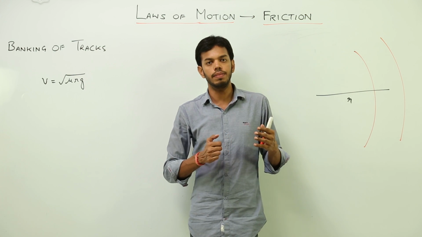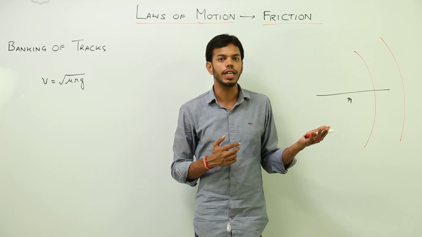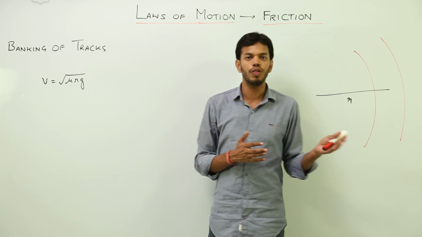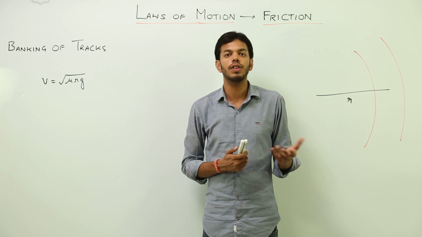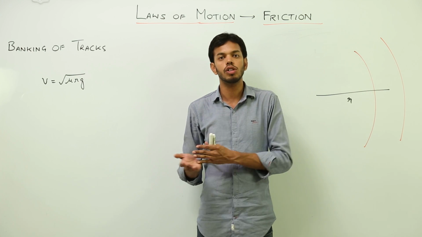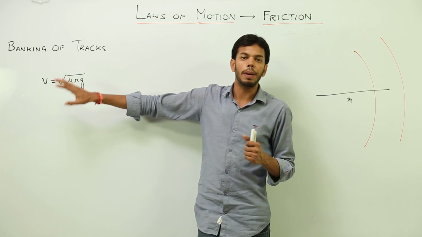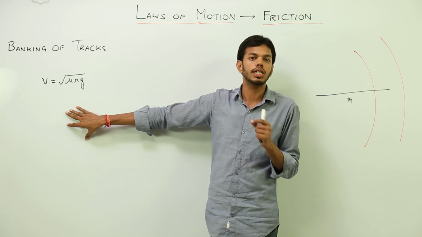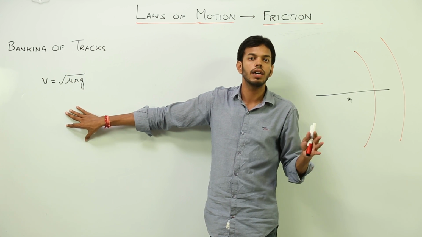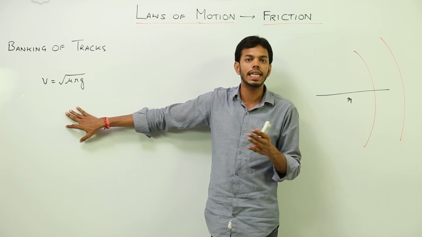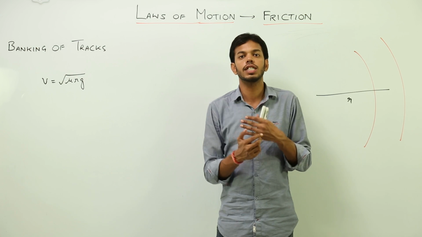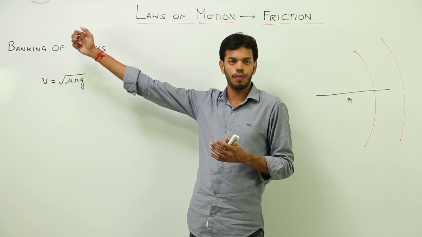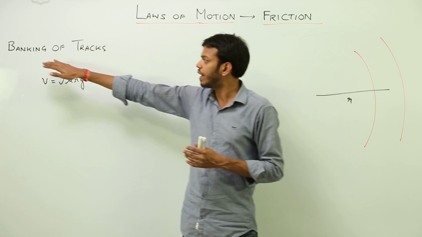Now, the velocity is highly dependent on the value of mu, which actually decreases under certain conditions. For example, when the weather is rainy, the road will be wet and mu will decrease. Or suppose the tire of the vehicle is already worn out, in that case also mu will decrease. So depending on the force of friction is not the safest way to provide the necessary centripetal force, right?